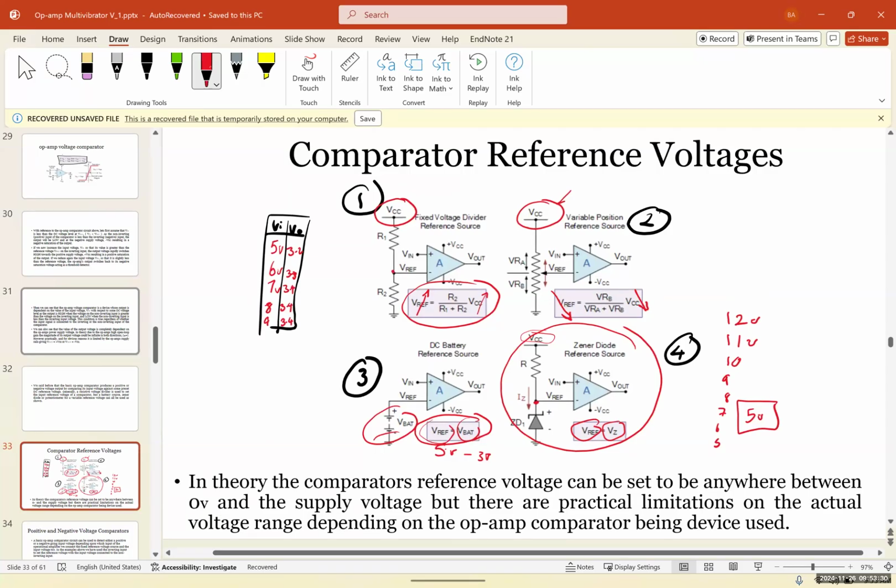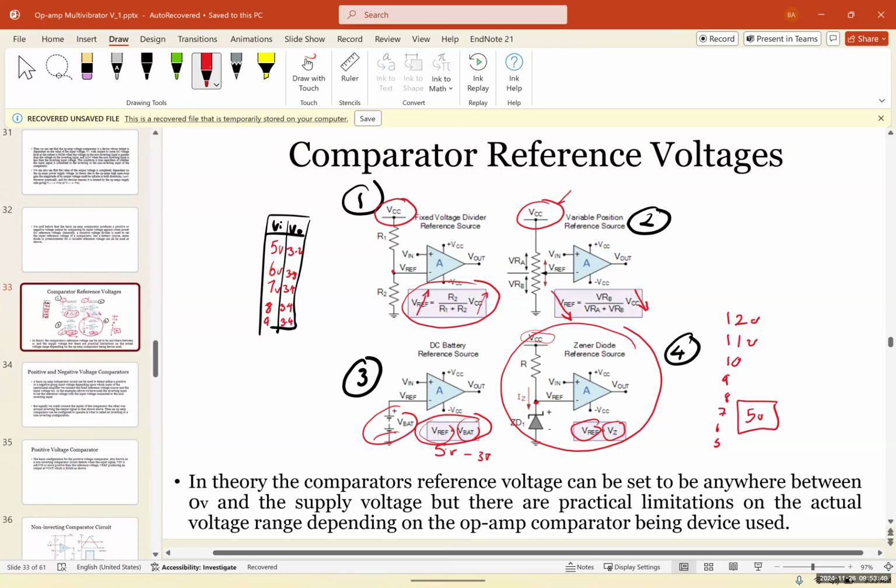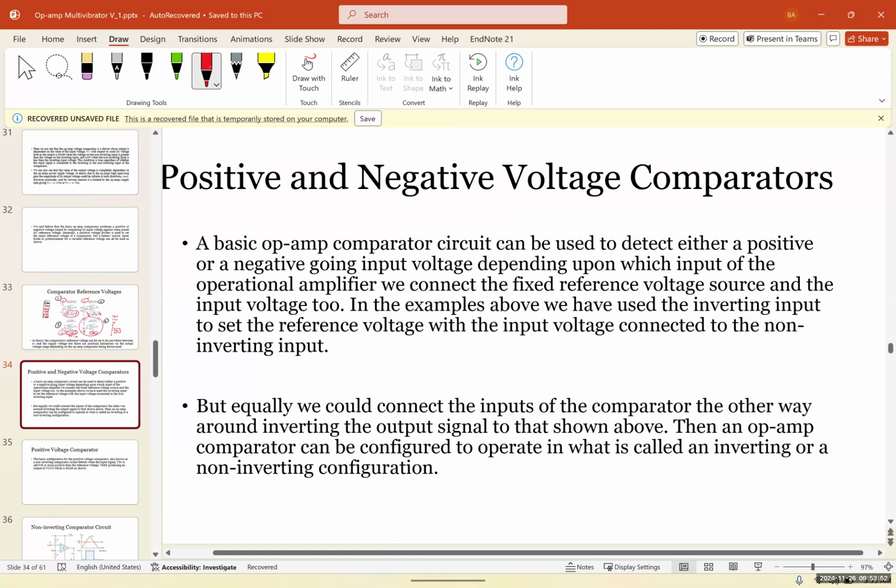So number 1 and 3 are almost the same. You don't have any control over the reference voltage. In number 2, you have control over the reference voltage, but all 3 have a problem. The problem is that changing the source voltage would affect the reference voltage, and we don't want that to happen. That's an uncontrolled situation.